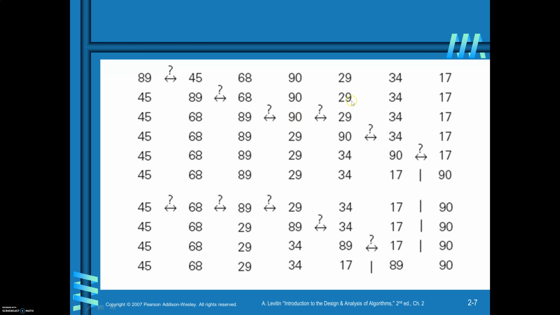Then 90 with 29. This is not in the order, so you need to swap 29 and 90. Then again 90 is to be compared with 34. 34 is less, so interchange these elements. Finally 90 with 17. Since 17 is less, you have to interchange. Look here. After the completion of the first iteration, the largest element is bubbled out to the last location. Similarly, after the completion of the second iteration, 89, the second largest, is bubbled out to the last but one location.